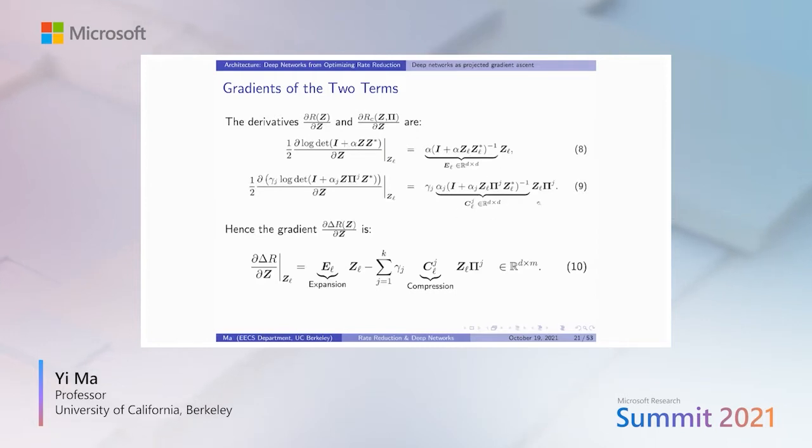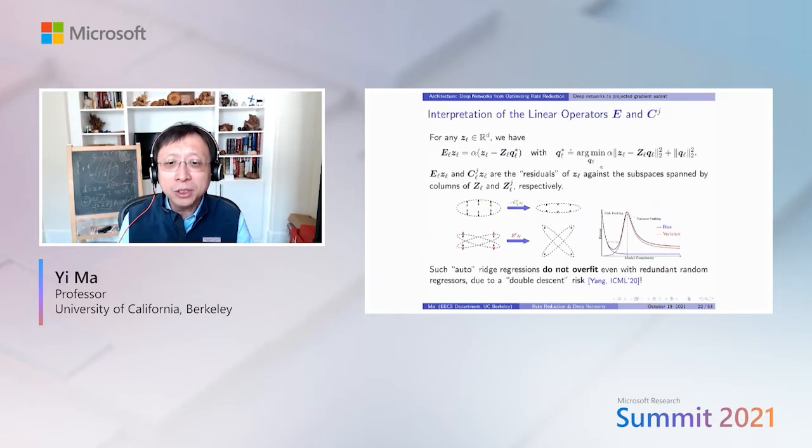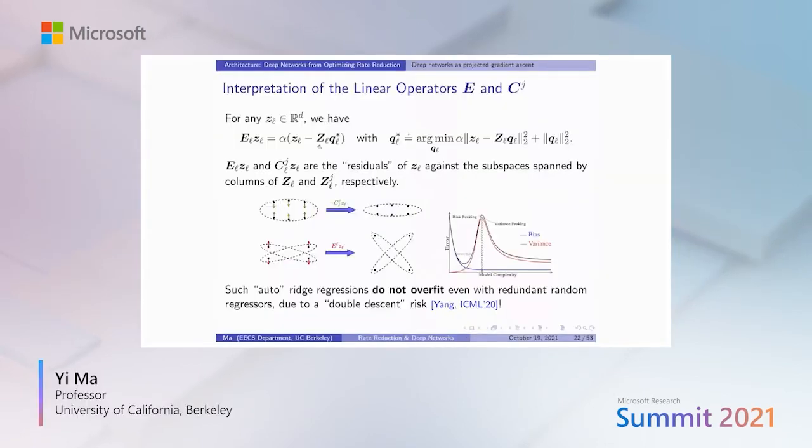You notice that the gradient is highly structured. It looks like some matrix hitting the data, and also multiple linear operators operating on different pieces of the data. The C applies to each class. The gradient has this form: an expansion term and a compression term. And those matrices have a very peculiar form. If anyone is familiar with statistics, they recognize that E multiplied by any vector is precisely the residual of that vector against all the data belonging to the same class. It's actually the residual of the ridge regression.